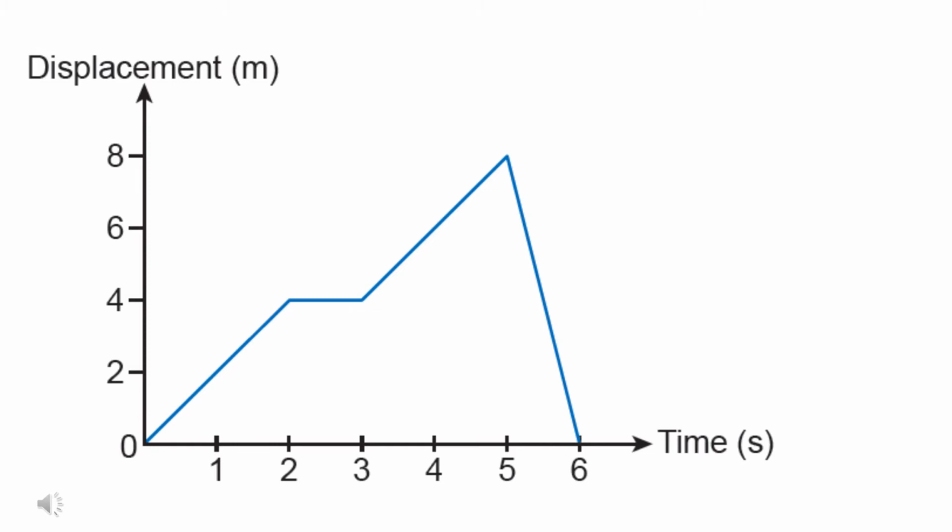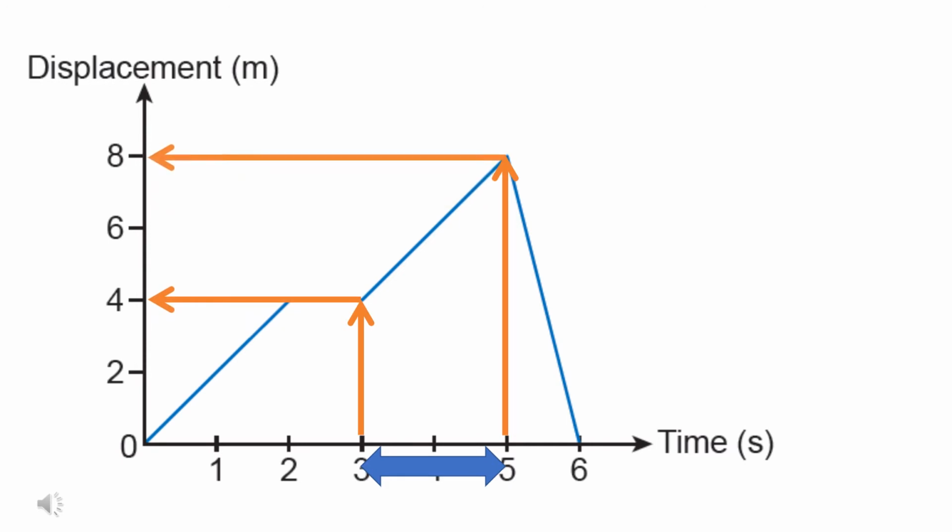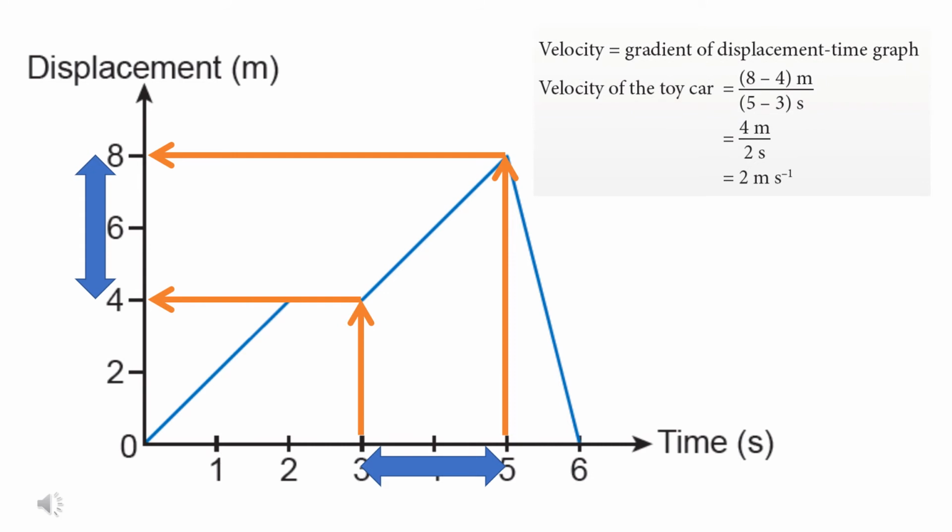What is the velocity of the car from the 3rd to the 5th seconds? First, determine the displacement. Displacement is 8 minus 4, which is 4 meters. Secondly, the time taken. Time taken is 5 minus 3, which is 2 seconds. Using the formula, velocity equals displacement divided by time, the answer is 4 divided by 2, which is 2 meters per second.